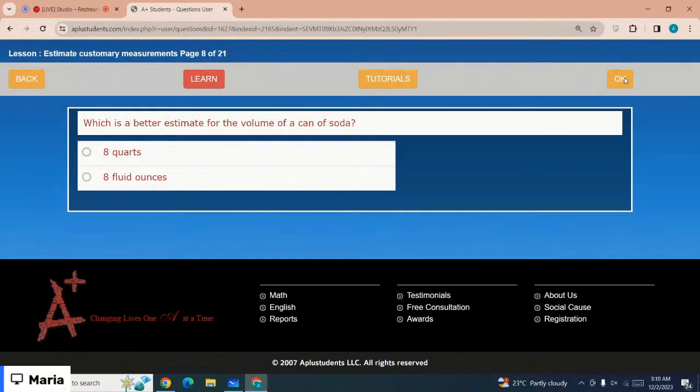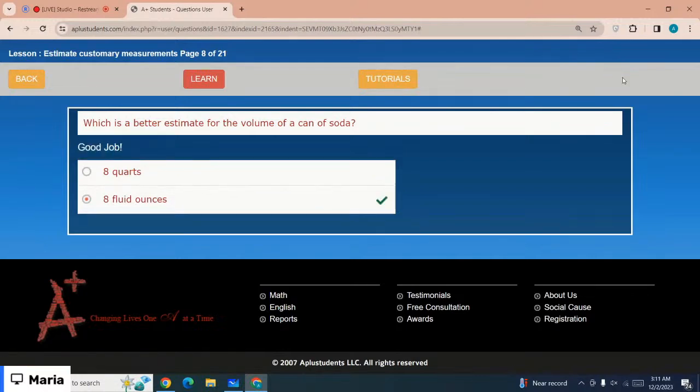Okay, the next one is, which is the better estimate for the volume of a can of soda? Is it 8 quarts or 8 fluid ounces? Which is the correct option? That is the can of soda. 8 quarts? Quarts is a bigger unit, right? That would be 8 fluid ounces. The correct option is 8 fluid ounces.